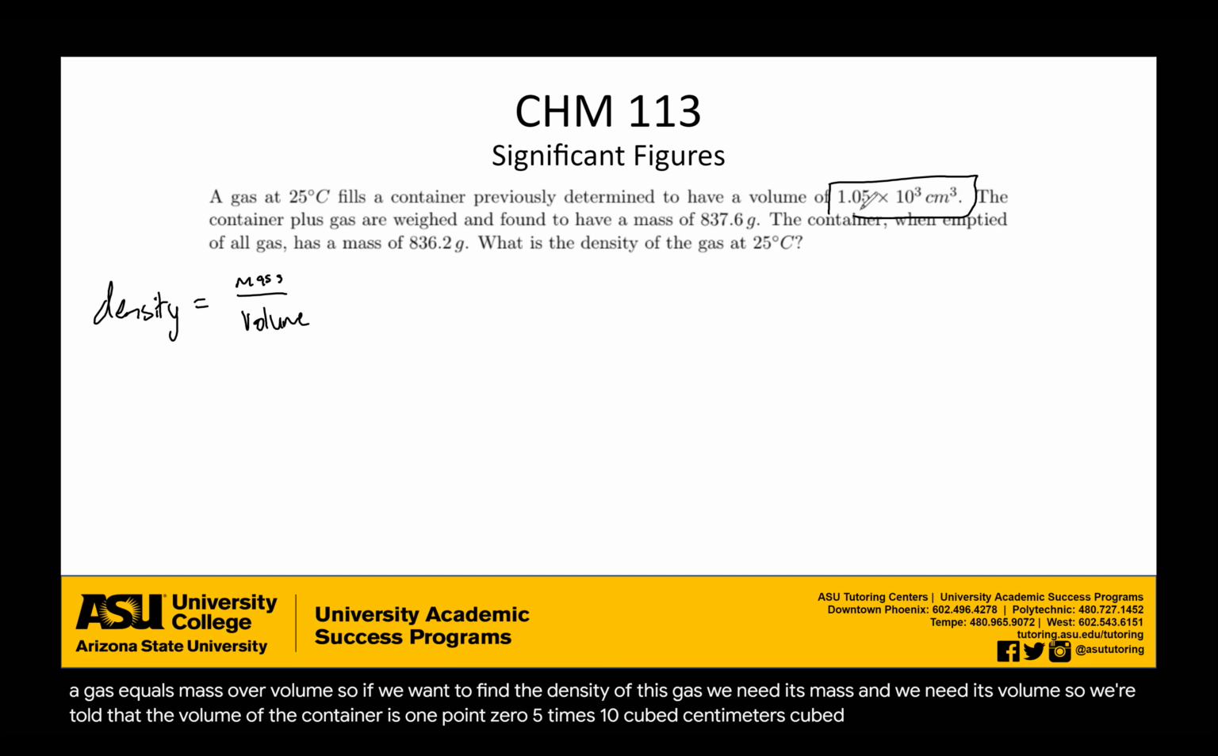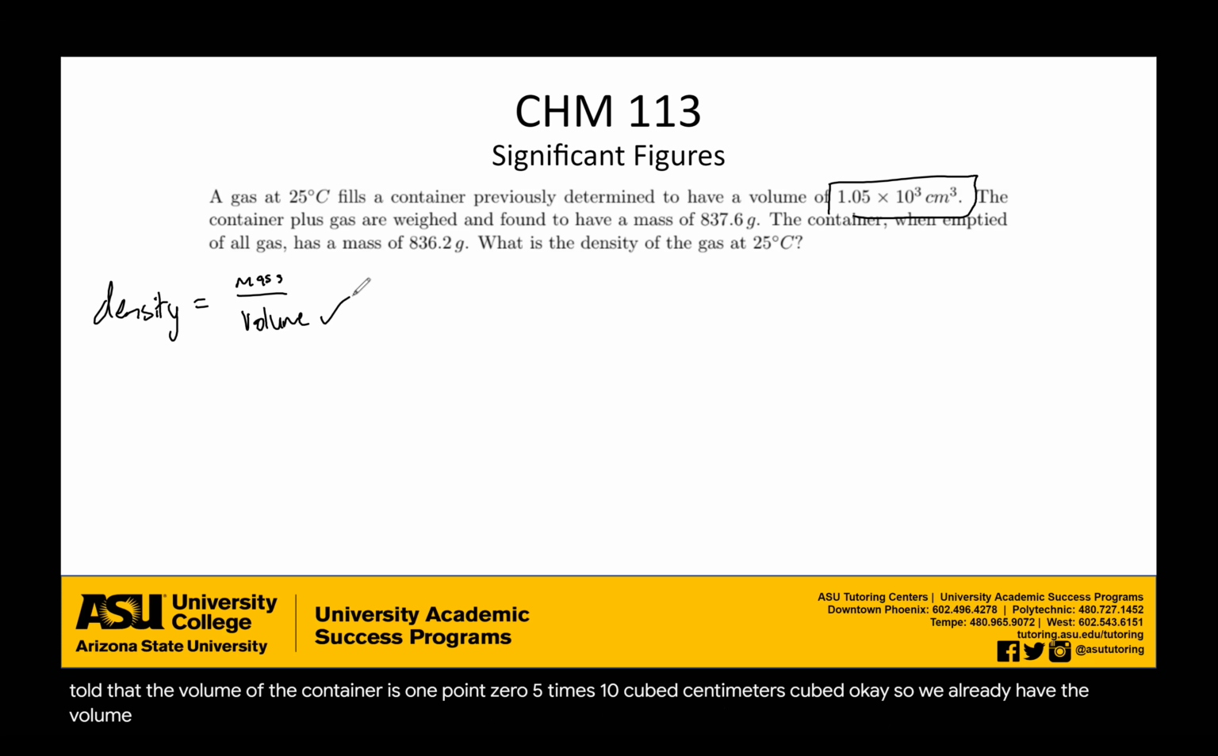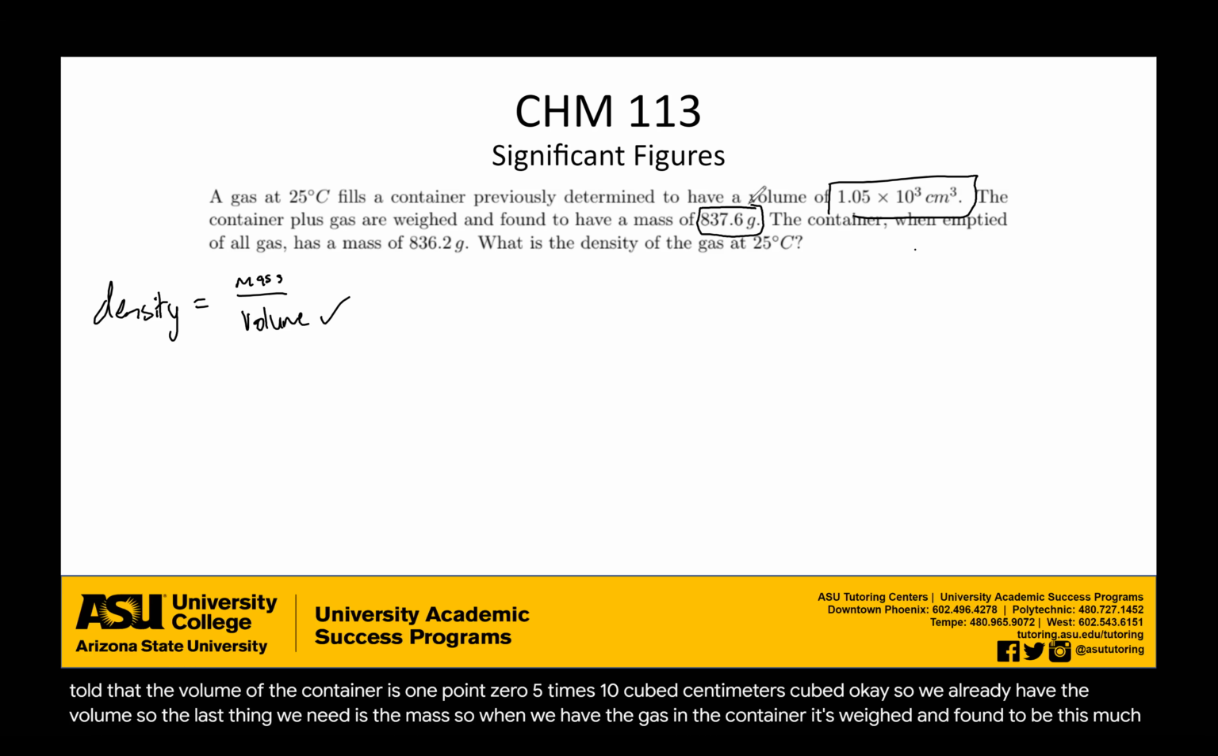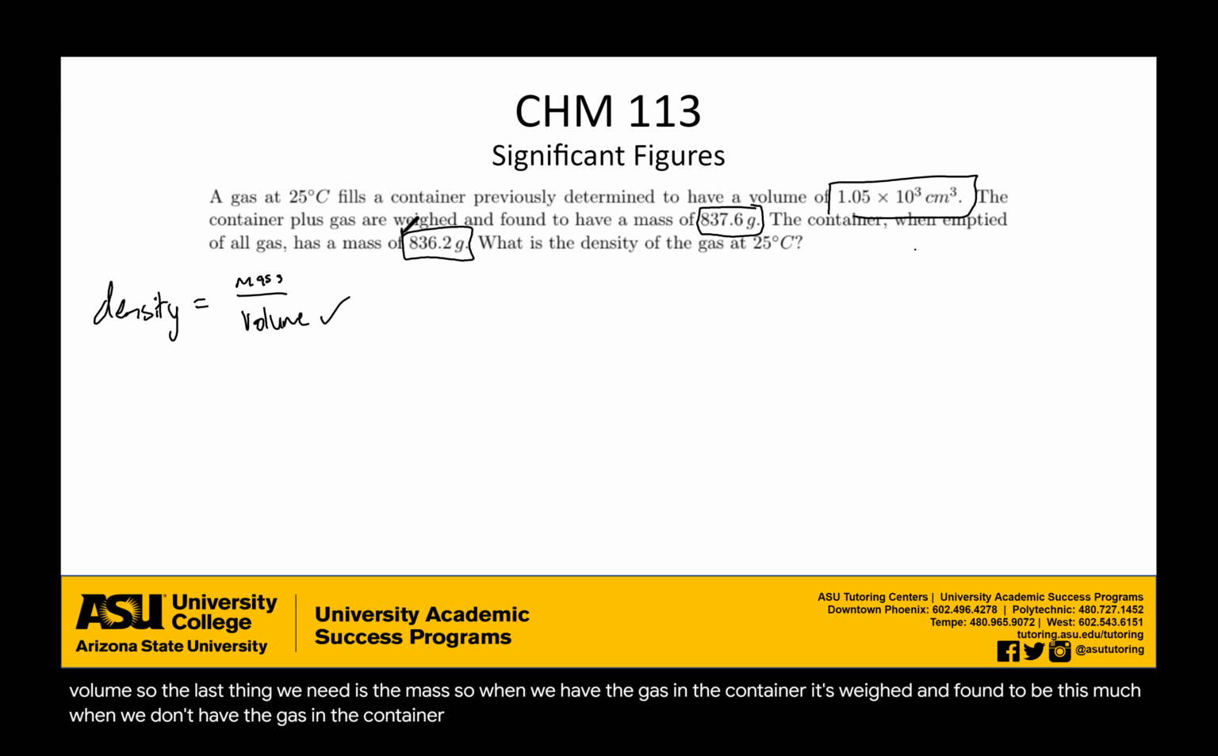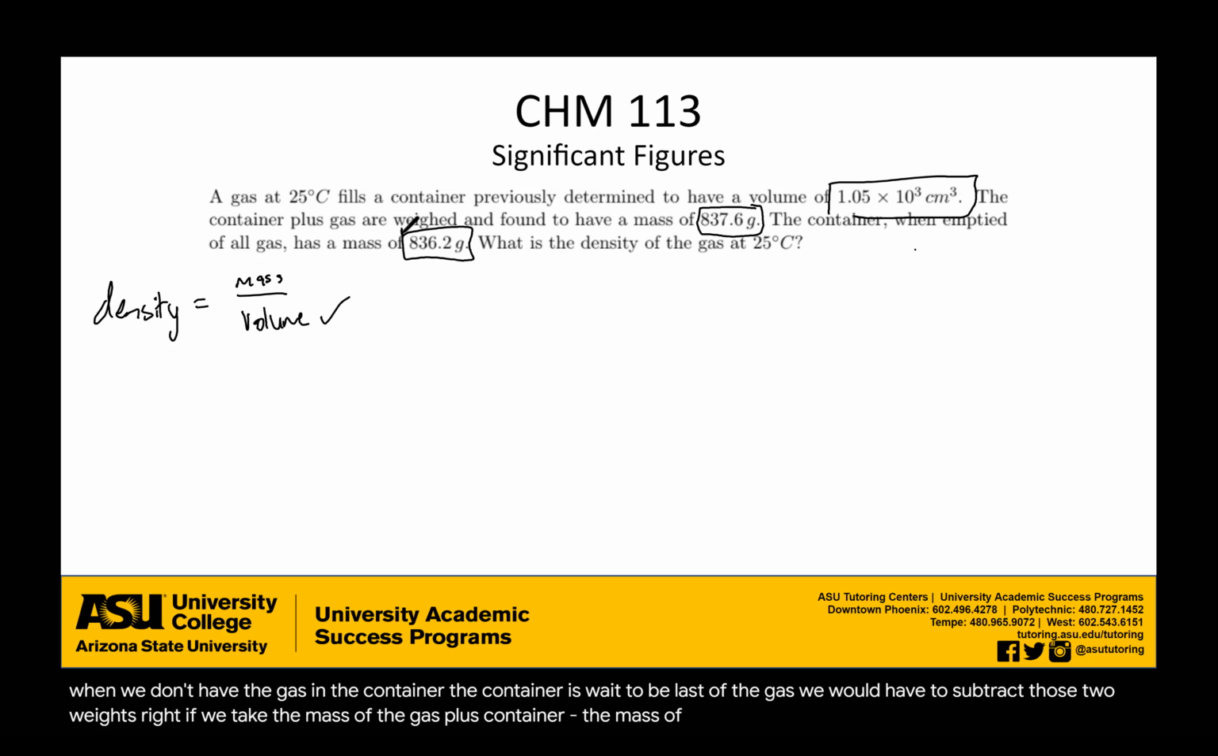Okay, so we already have the volume. Check. So the last thing we need is the mass. So when we have the gas in the container, it's weighed and found to be this much. When we don't have the gas in the container, it's weighed to be that much. So if we want to find the mass of the gas, we would have to subtract those two weights, right? If we take the mass of the gas plus container minus the mass of container, all we'll be left with is the mass of the gas.